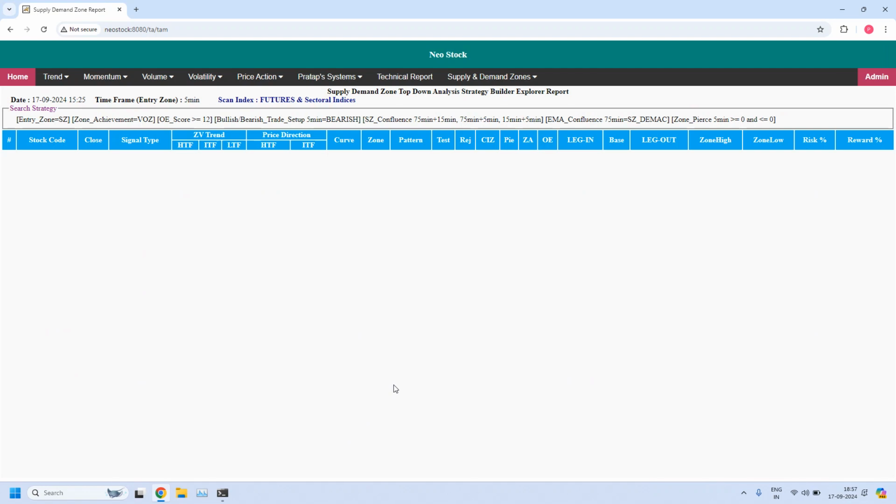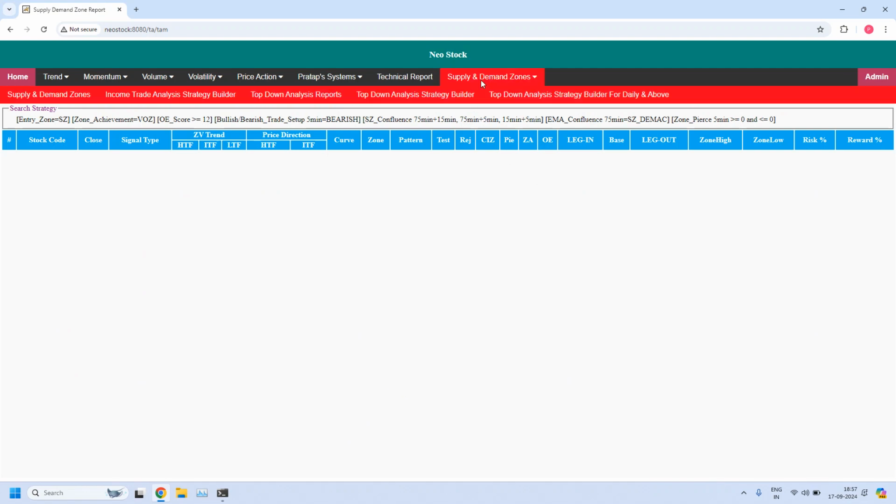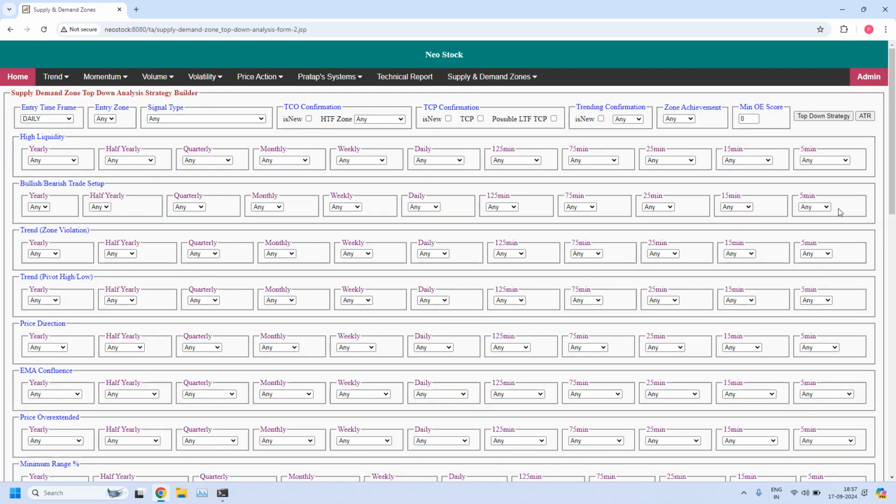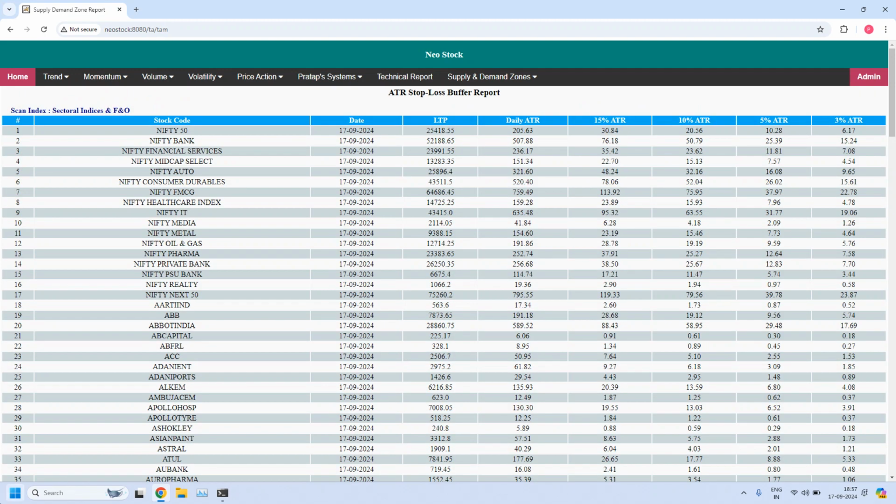Fine. So with this we have completed all the income trades, and in the final report let us generate the stop buffers based on daily ATR. The first 17 in this list are indices, that includes all sectorial indices. Remaining all are equity stocks, but the list is filtered from F&O listed companies. But all are equity stocks.